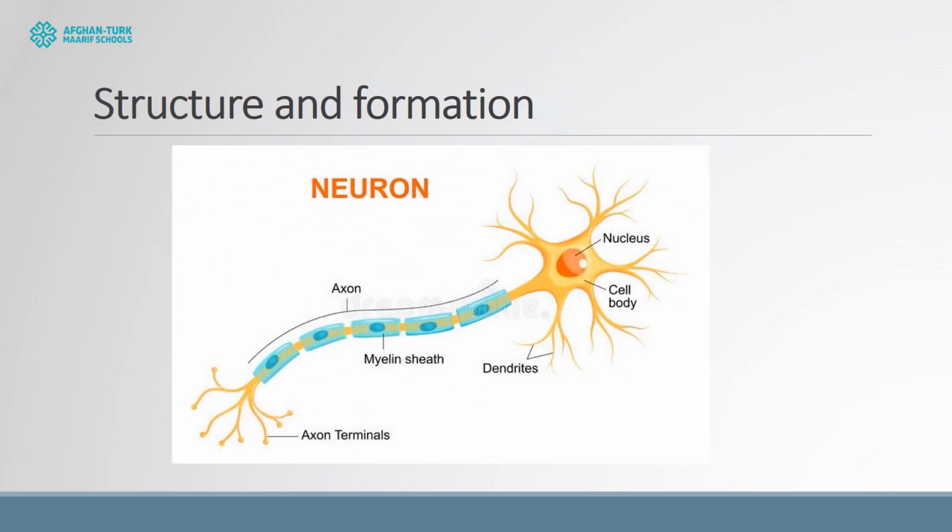This is the neuron. As you can see in the structure of a neuron, this part is called the cell body, which is the controlling center of the neuron. These small branches are called dendrites, and this longer one is called the axon, which has a myelin sheath.